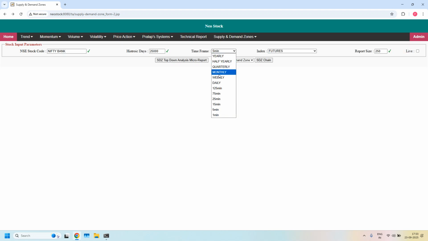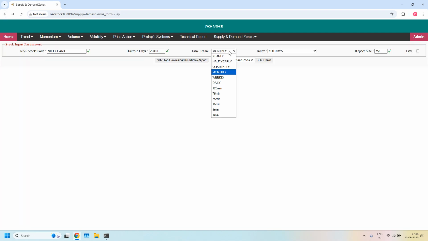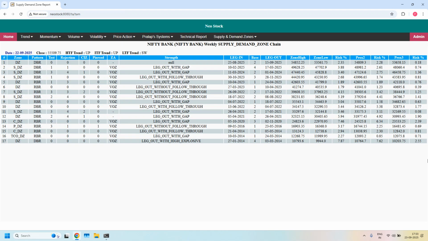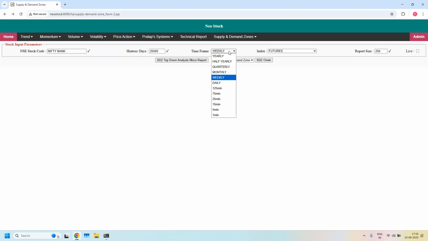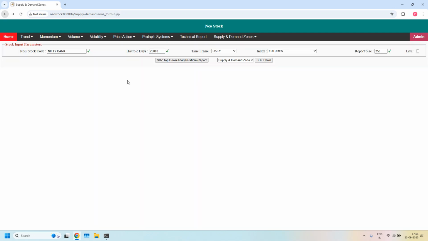Generating a monthly supply demand zone chain for BANKNIFTY. Next, generating a weekly supply demand zone chain for BANKNIFTY. Next, generating a daily supply demand zone chain for BANKNIFTY. Next, generating a 125 minutes supply demand zone chain for BANKNIFTY.